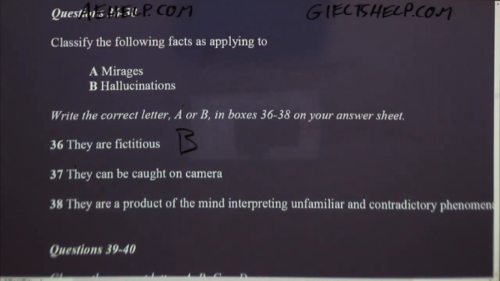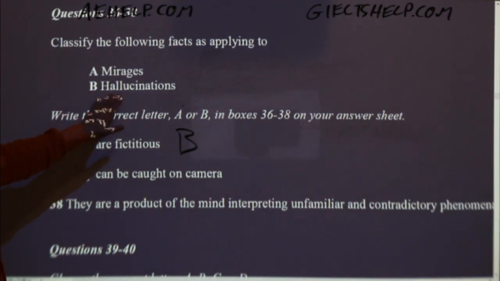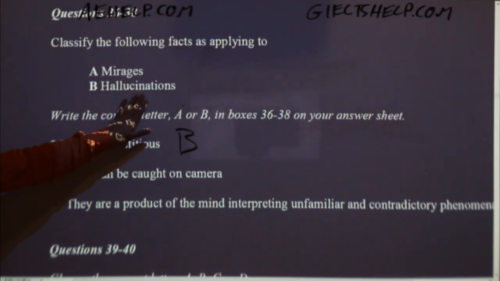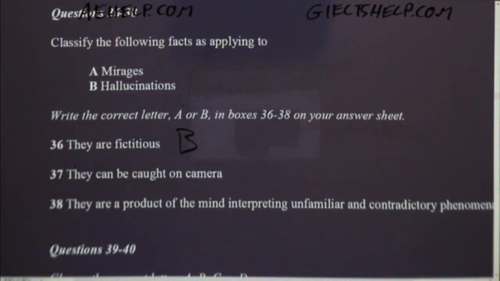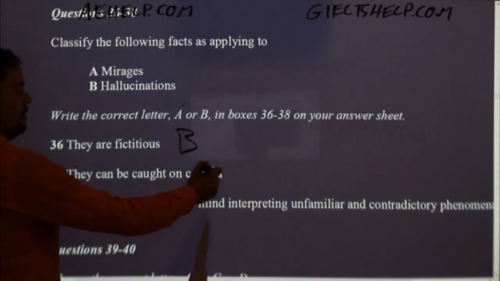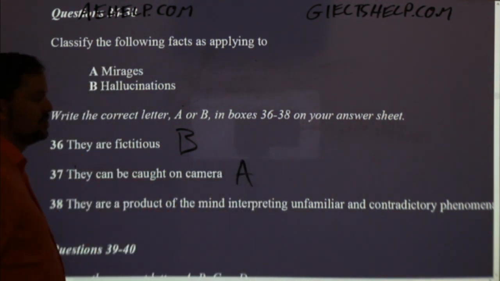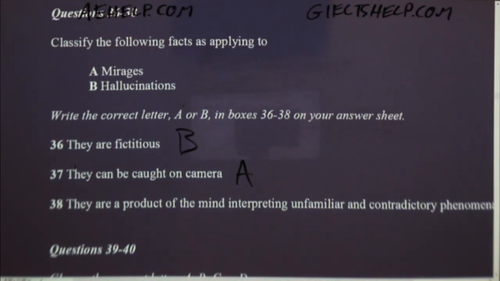A or B. What can be caught on camera? Can I catch the pink elephants dancing in the middle of my living room on my camera? I don't think so, but I can catch a mirage. It tells me that in the passage. It's filmable, right? All right, next one.